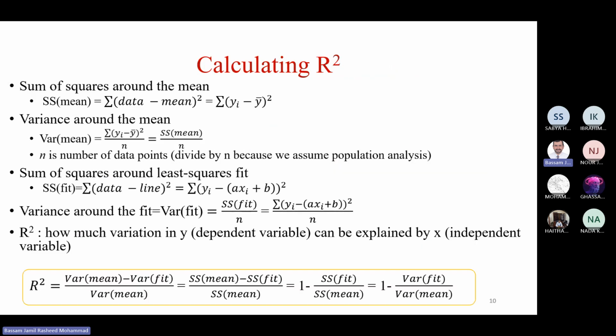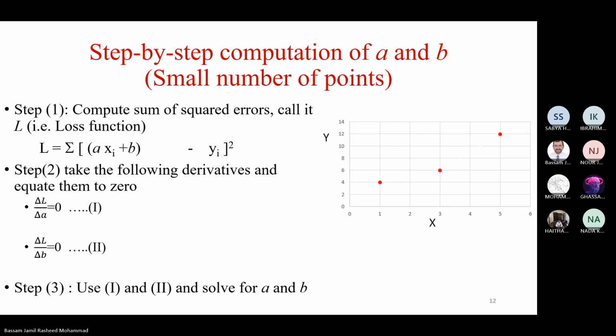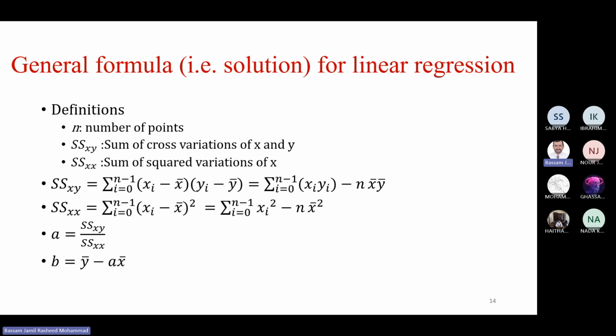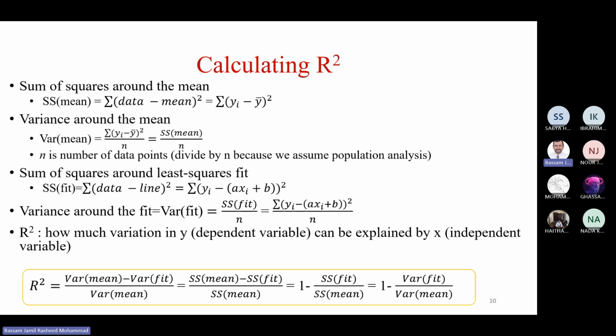So how do we calculate R square? Calculating R square, we need to compute something called the sum of squares around the mean. Basically, we need to find the mean of the data, subtract it from the data, and square those.